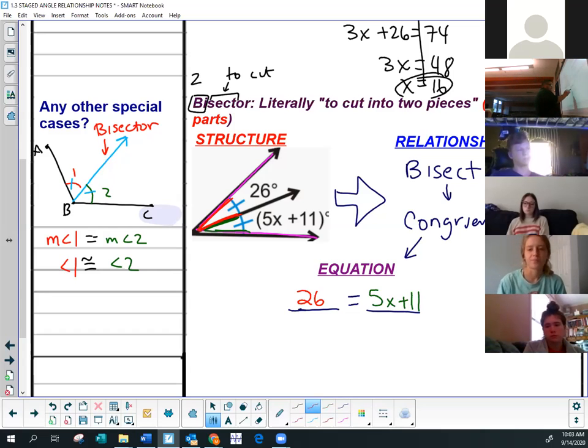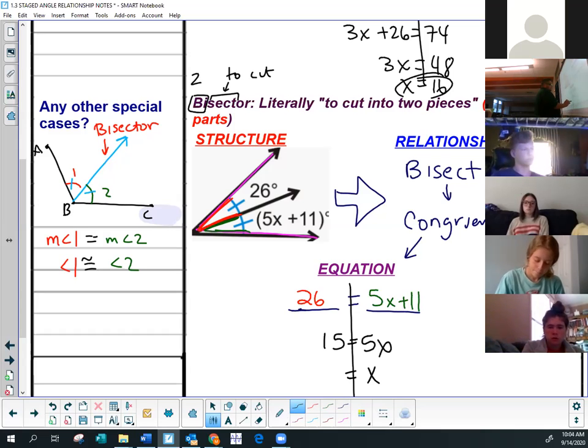Now, in terms of solving, breaking down to algebra, subtract 11 on both sides, we'd have 15 is equal to 5x. Therefore, x is equal to 3. And quickly confirming back in our answer, 5 times 3 is 15. 15 plus 11 is 26, so that's going to check out.